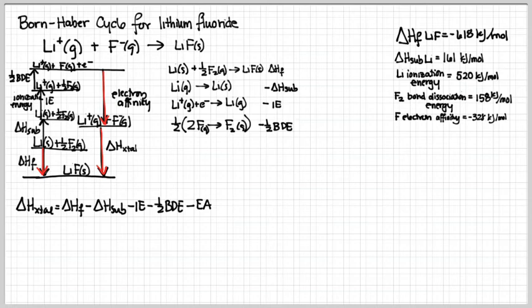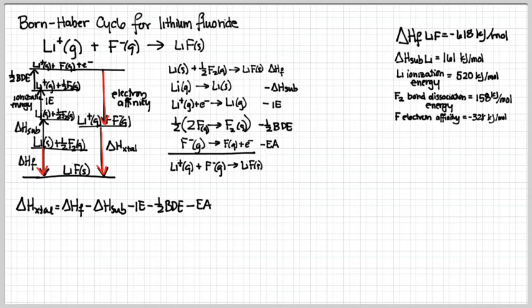And then finally, I want to end up with fluoride ion as a reactant. So I have gaseous fluoride ion goes to a fluorine atom plus an electron. And so we see that that's the opposite of the electron affinity. So if I add up all of those reactions and cancel out all of the things that appear on both sides, then I end up with lithium ion in the gas phase plus fluoride ion in the gas phase becomes lithium fluoride solid. And so then delta H of that reaction will be our lattice enthalpy.